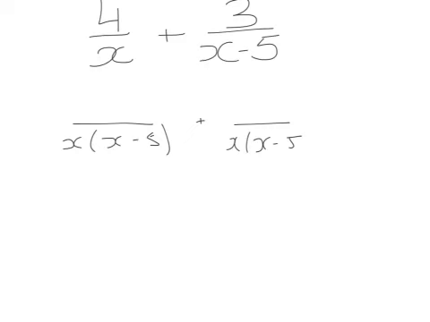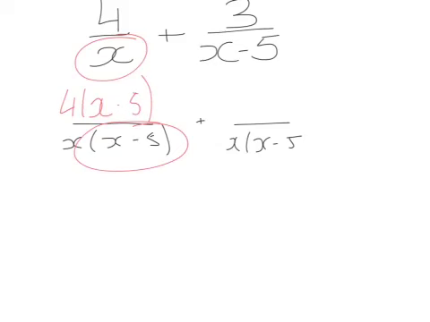So now I'm thinking, what did I do to x to make it x minus 5? Well, I multiplied by x minus 5, so that means on the top I'm going to have 4 times x minus 5. And then here, what did I do to x minus 5? Well, I multiplied it by x, so then I have 3x.